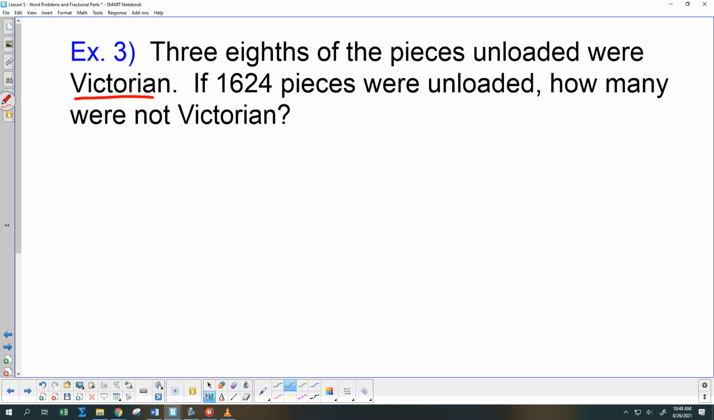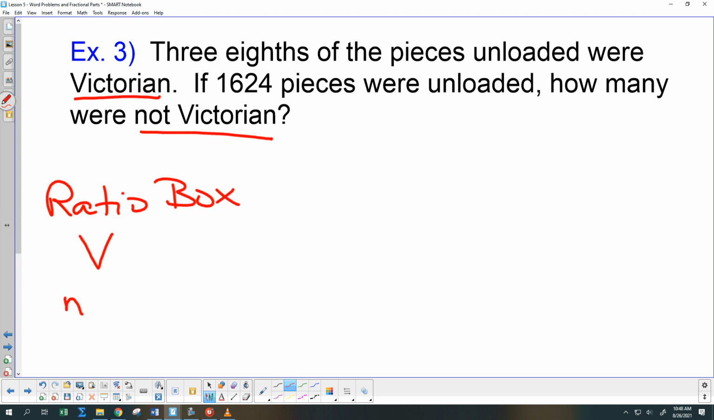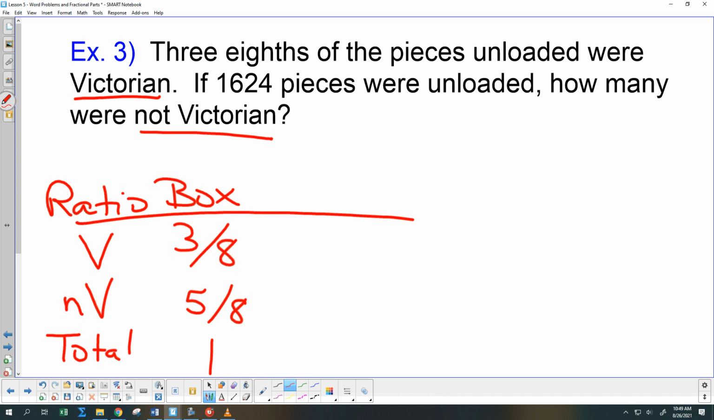So what I've got going on here is I have some that are Victorian and some that are not Victorian. So what that suggests to me is that I might want to do a ratio box. So if I do that, I'm going to have my Victorians and my non-Victorians and my total. And this says 3/8 were Victorian. So what fraction was not Victorian? Everybody. 5/8. And if I add those together, what number do I have? 1. So those are my fractions.